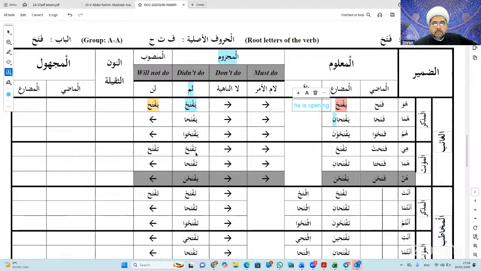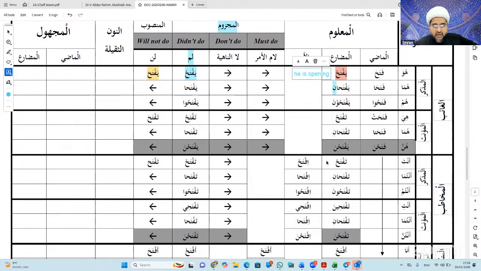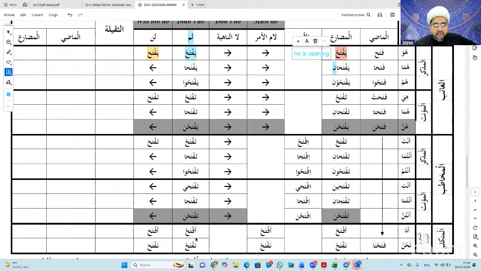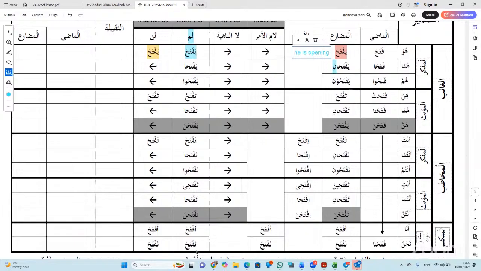And then lam taftah. She did not open. Then taftahani, lam taftaha. And in the plural feminine, lam yaftahna. They all females did not open. Then we go again. Lam taftah, lam taftaha, lam taftahu, lam taftahi, lam taftaha, lam taftahna, lam aftah, lam naftah. Is that clear for you, Sayyida Zahra? Yes.